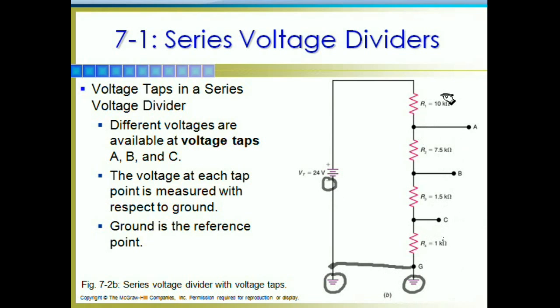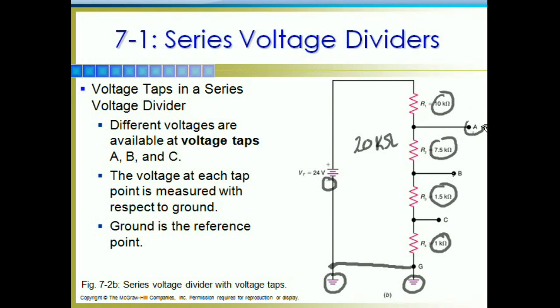And here we have 10k ohms, 7.5k ohms, 1.5k ohms, and 1k ohm, or a total resistance of 20k ohms.